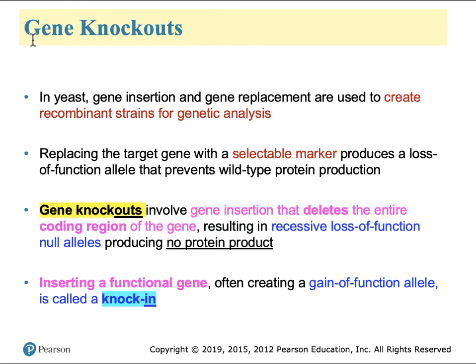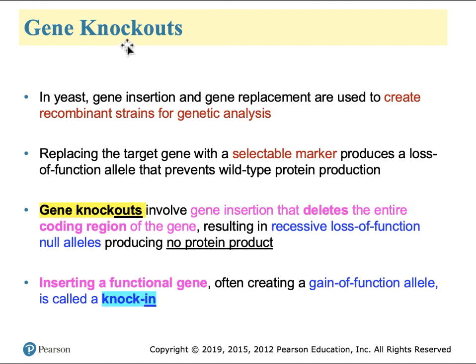Moving on to something known as gene knockouts. A knockout is basically a maneuver in which the insertion of information into a gene deletes the entire coding region of that gene. Therefore, it knocks it out, makes it inactivated. And a knock-in will be the opposite, where you insert something that increases the functionality of that cell by introducing new exogenous alleles, and that's called a knock-in.